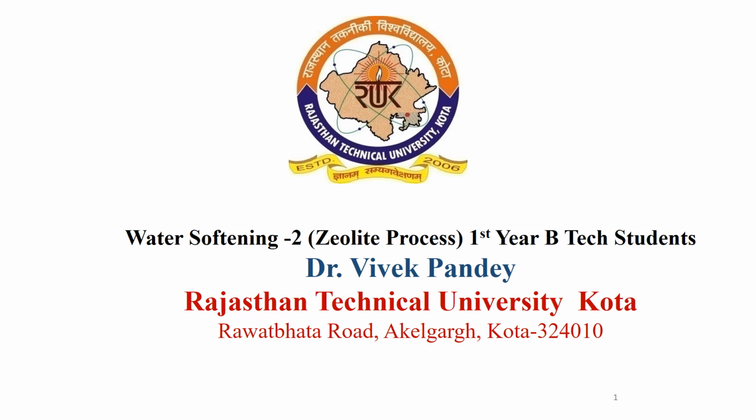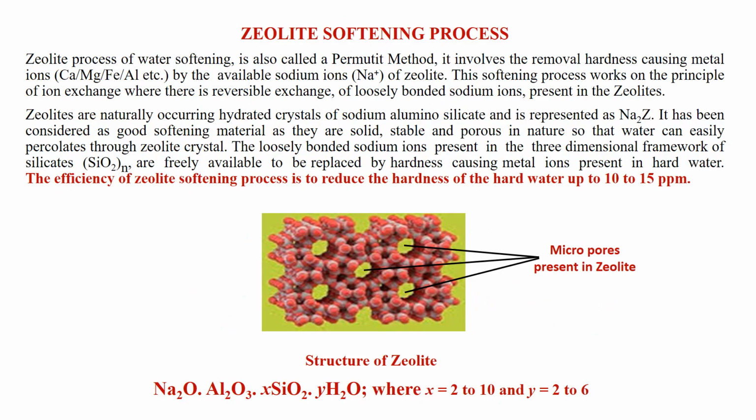Dear students, we are going to discuss water softening by the zeolite process. The zeolite softening process is more effective than the lime soda process, as the efficiency of softening is more in the case of the zeolite process. The zeolite process of water softening is also called the permutit method.